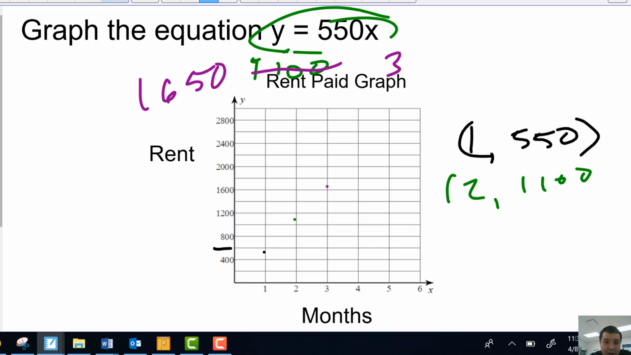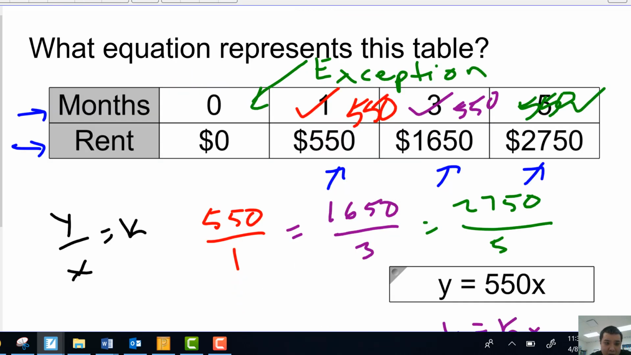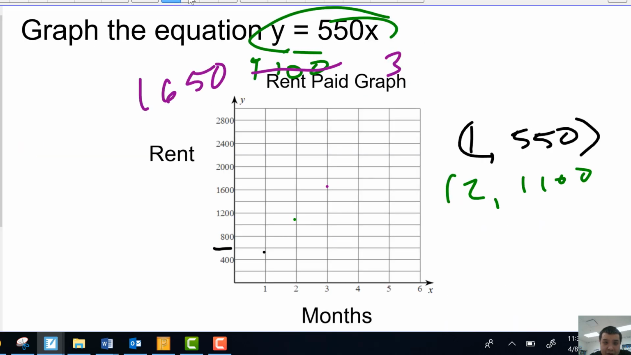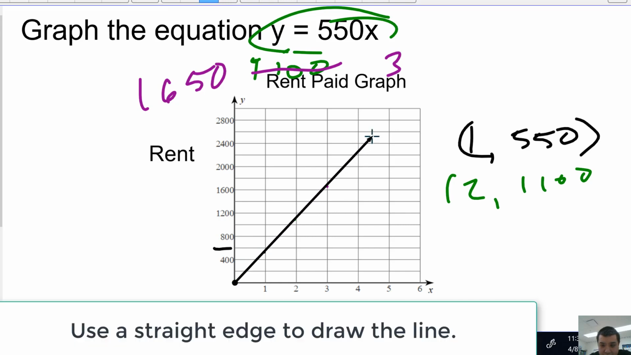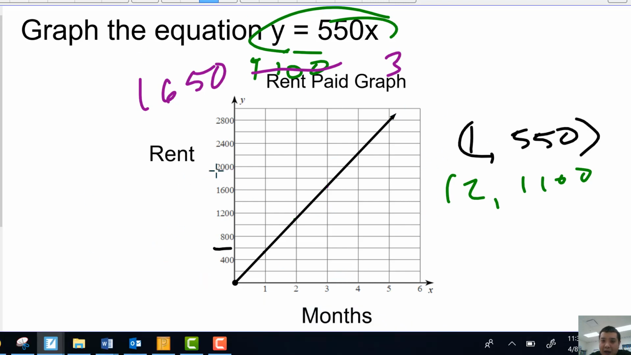And remember back here we had 0, 0 as one of the points. So we can start out from the origin, 0, 0. We're going to move all the way through each one of these. Like that. So that is the graph of the proportional relationship y equals 550x. Actually this is a little tall because times 5 is supposed to be 2,750, so it's a little bit more like that. Okay, so right here.